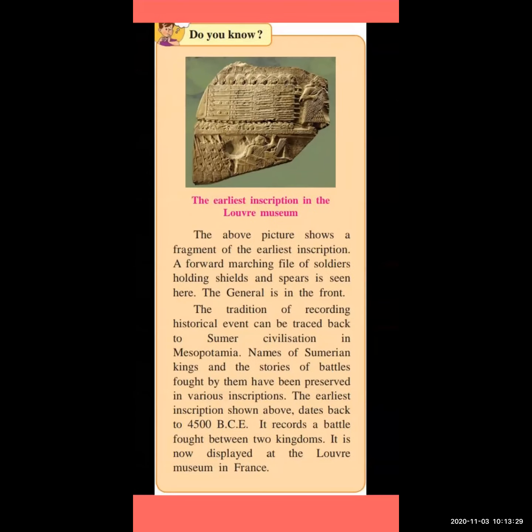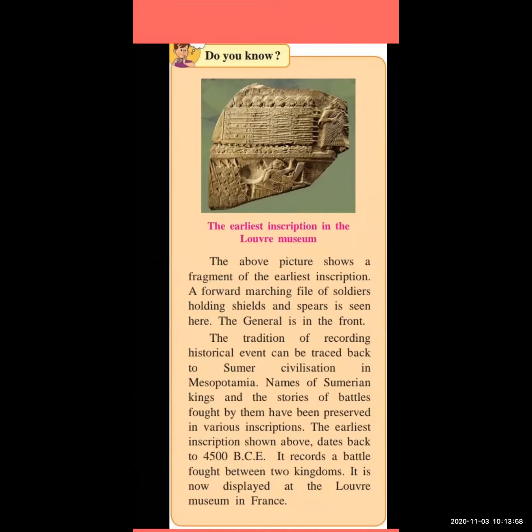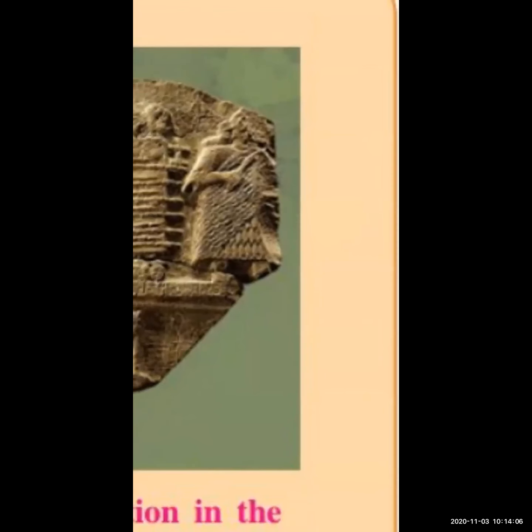The above picture shows a fragment of the earliest inscription. It is a part of the earliest inscriptions. Inscription means any written record or carvings done here. A forward marching file of soldiers holding shields and spears is seen here. What is seen here? A forward march of soldiers with shields and spears. The general is in the front.